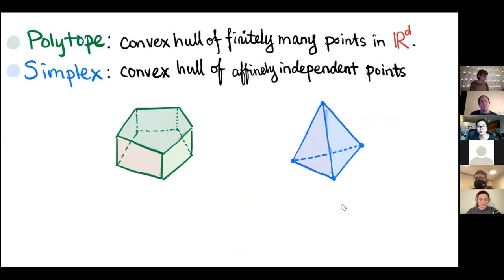What is a polytope? If you take a finite set of points in R^d, then the convex hull they form will be a polytope. And if you further ask that set to be affinely independent, then you get a simplex. Here are just two naive examples. And in this talk, I'll be giving you only this kind of naive examples just because I couldn't draw higher dimension.